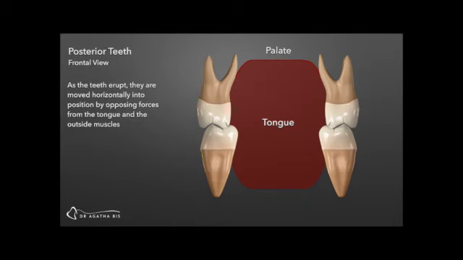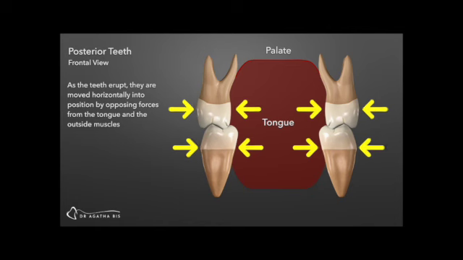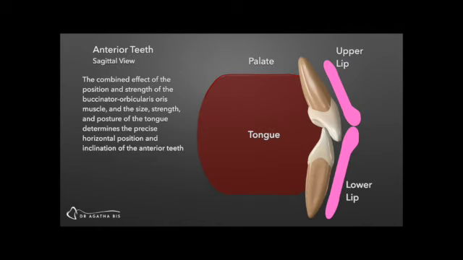Now, as the teeth erupt, they are moved horizontally into position by the opposing forces from the tongue and the outside muscles. So that's essentially what positions the teeth. And the anterior teeth are the same. So you've got the combined effect of the position and the strength between the tongue and the buccinator muscle and the lip, and also the posture of the tongue. And that defines the precise horizontal position and inclination of the anterior teeth. So again, balancing muscles, opposing muscles are what position the teeth in space.